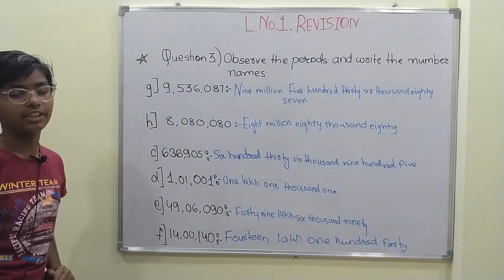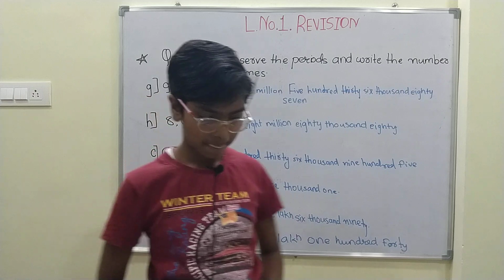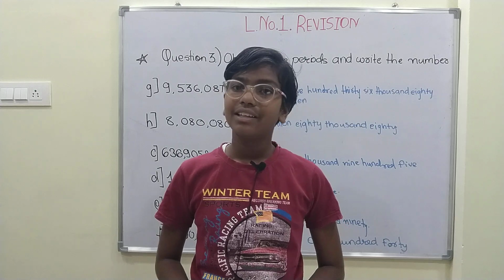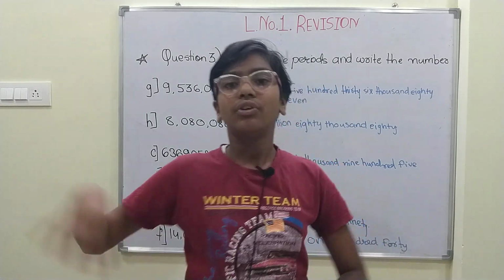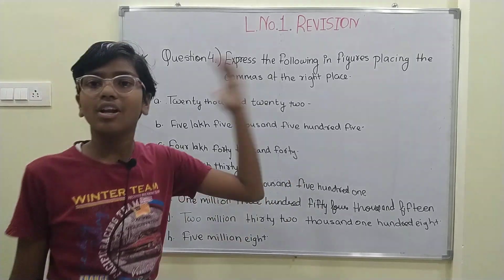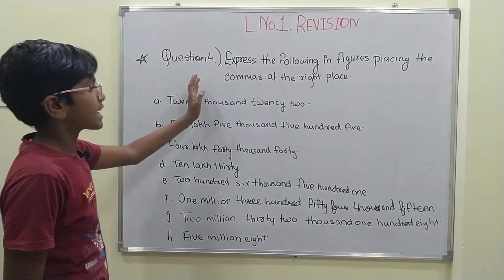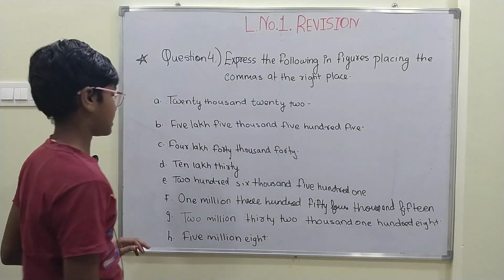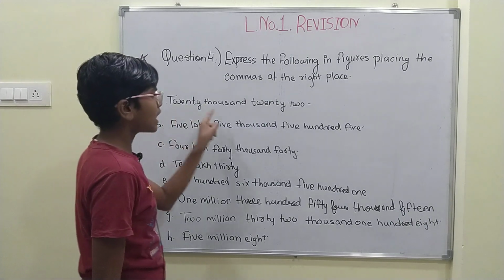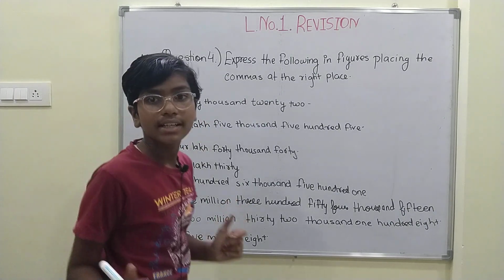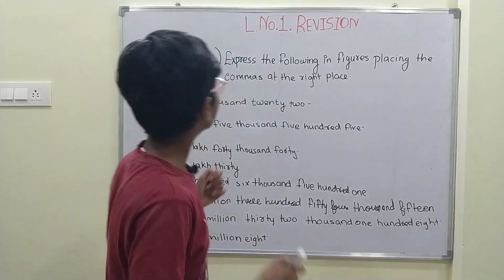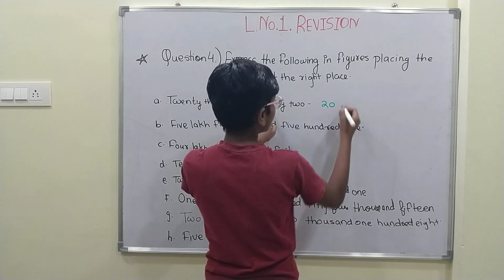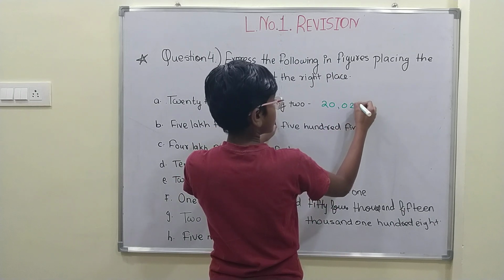And we have done the third question as well. Let's move on to the fourth question. Express the following in figures, placing the commas at the right place. So first, 20,022. How will I write it? Write 20,000 and 22, nothing at the hundreds place. 20,022.